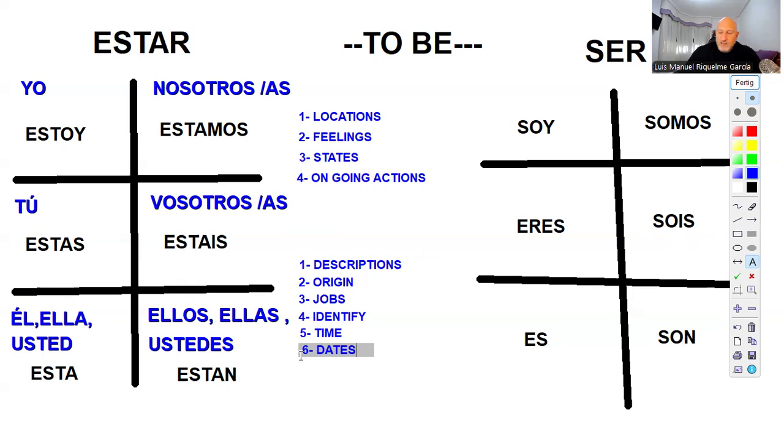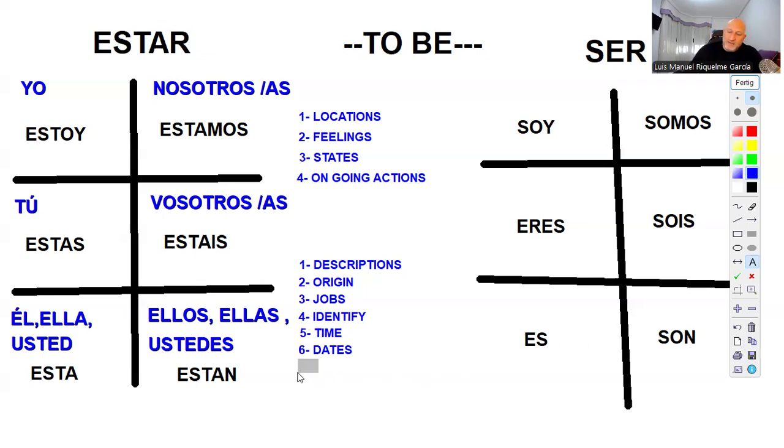Dates. When we talk about dates, always the verb ser. What day is today? ¿Qué día es hoy? Today it's Sunday. Hoy es domingo. Tomorrow it's my birthday. Mañana es mi cumpleaños. Next month is my wedding anniversary. El mes que viene es mi aniversario de bodas. We always use ser for dates.